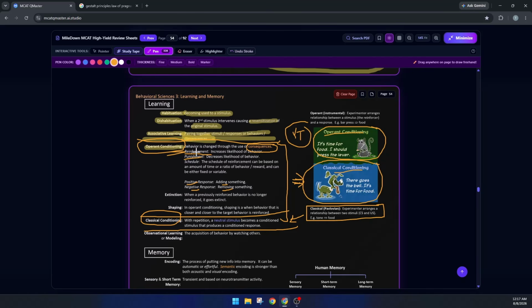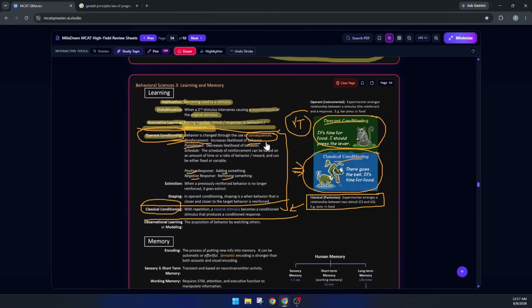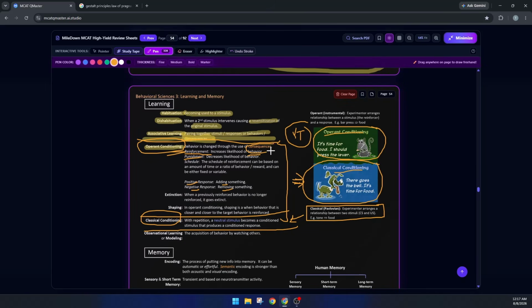So for example, the kid is distracted with video games all day and they're not studying at all. So what do we do? We could do a form of negative reinforcement that removes something, right? We're removing something in order to increase the likelihood of the behavior to do something else. And that something else could be, for example, studying, right?